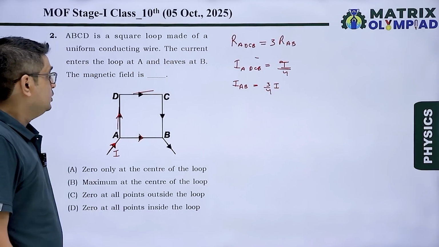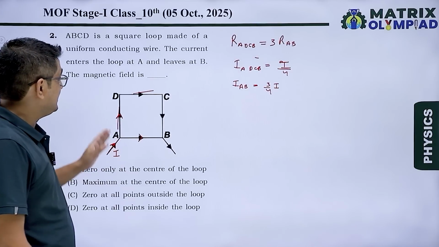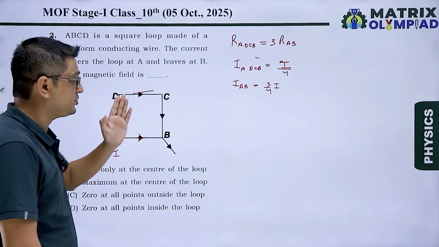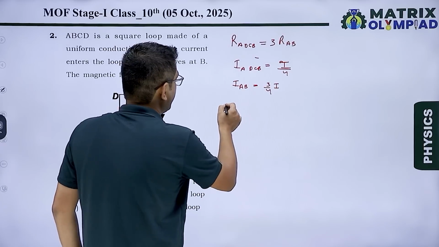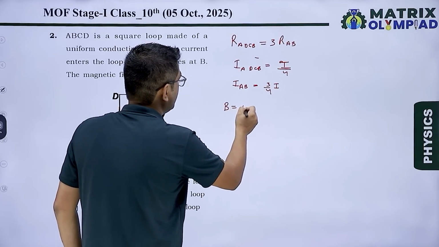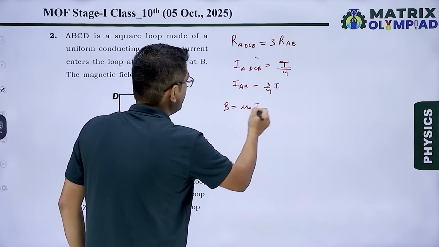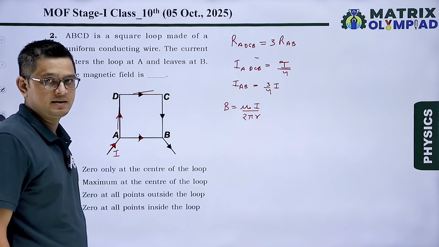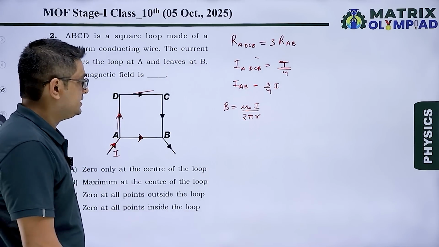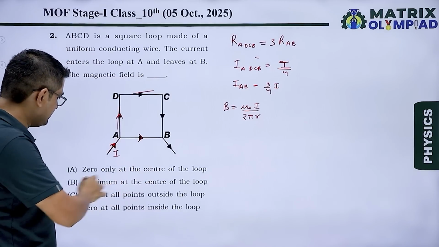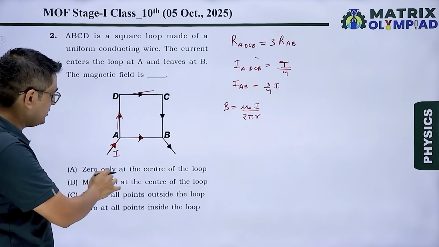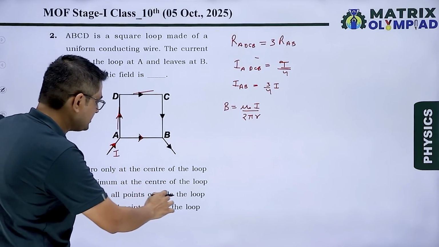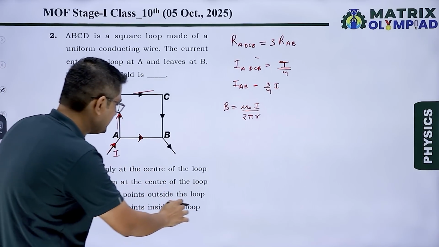As we know, there are 4 straight sections of this wire, and for a straight current carrying wire, the magnetic field is given by the formula mu naught I upon 2 pi r, where r is the distance from the wire. So let us check. There are 4 options. Let us read the 4 options first. 0 only at the center of loop, maximum at the center of loop, 0 at all points outside the loop, 0 at all points inside the loop.